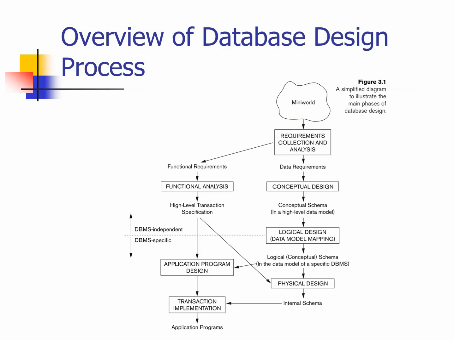Once you understand and have a focus on the mini world, the next thing you need to do is try to collect the requirements, both data requirements as well as functional requirements. These are the 2 most important things that we need to look into. What kind of data do you need to collect, and based on the data that you collected, what kind of functionalities will you provide? So it's going to go into 2 routes.